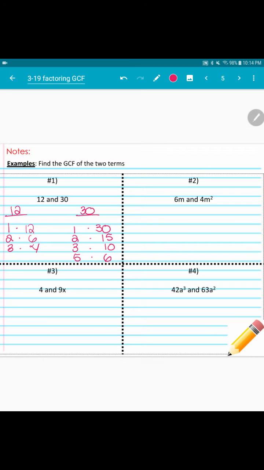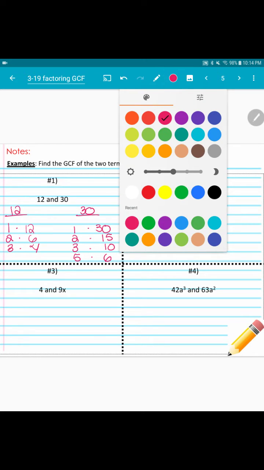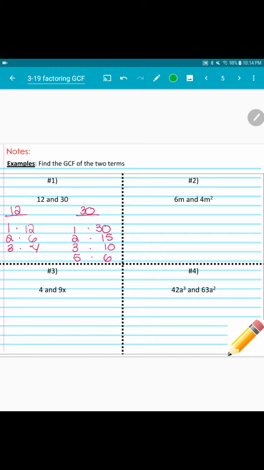So looking at these two, what is the biggest number that both of these have in common? So 1 is in both. They both have 1 in common. They both have 2 in common. But again, I'm looking for the greatest. That's what that G stands for. That greatest and that biggest number that's in both of my 2 terms. So 3 is in both. But again, my biggest in this case would be 6. So my GCF for 12 and 30 is 6.